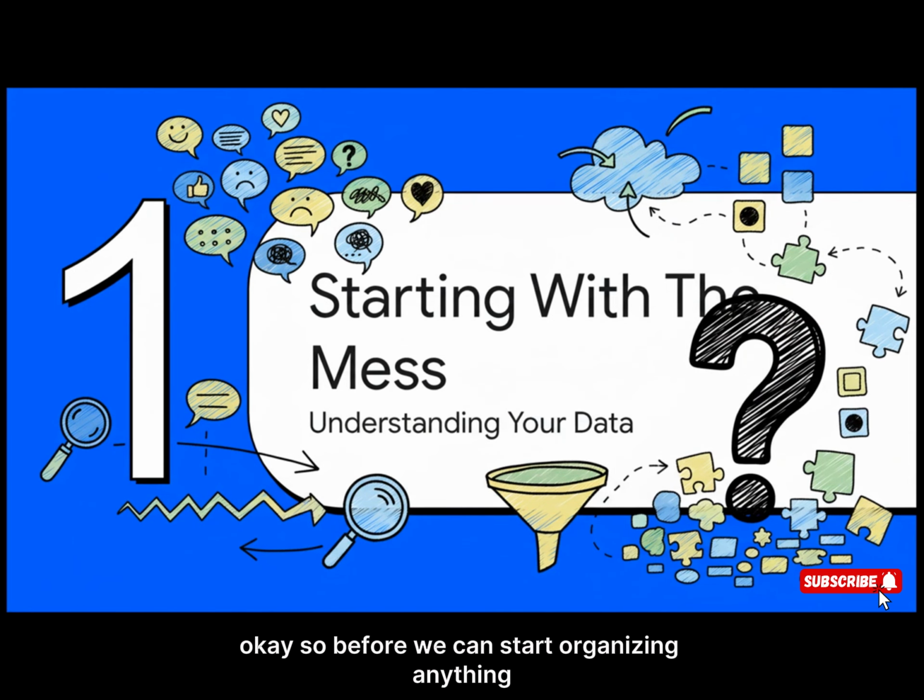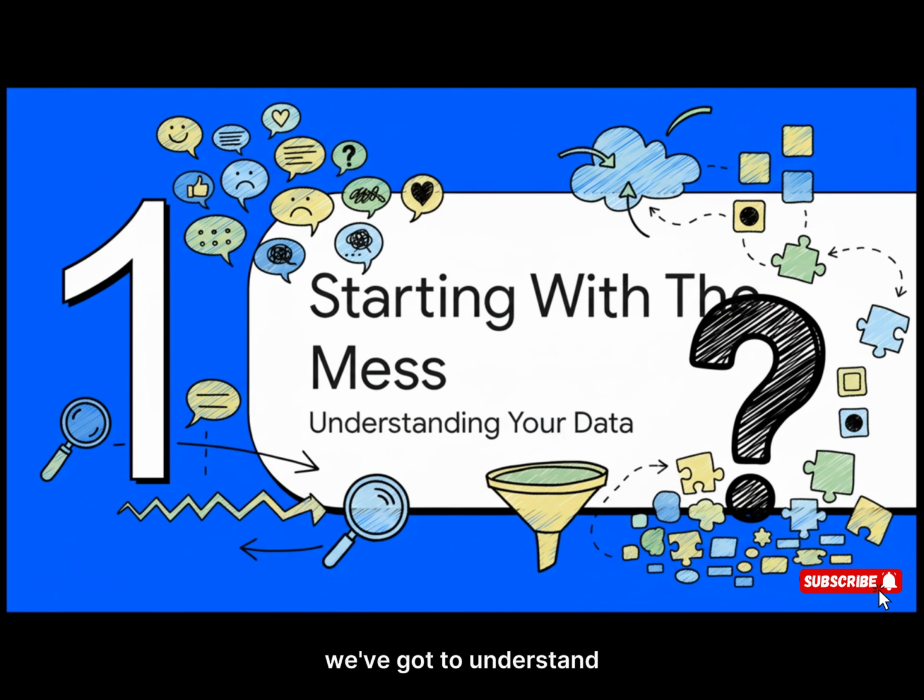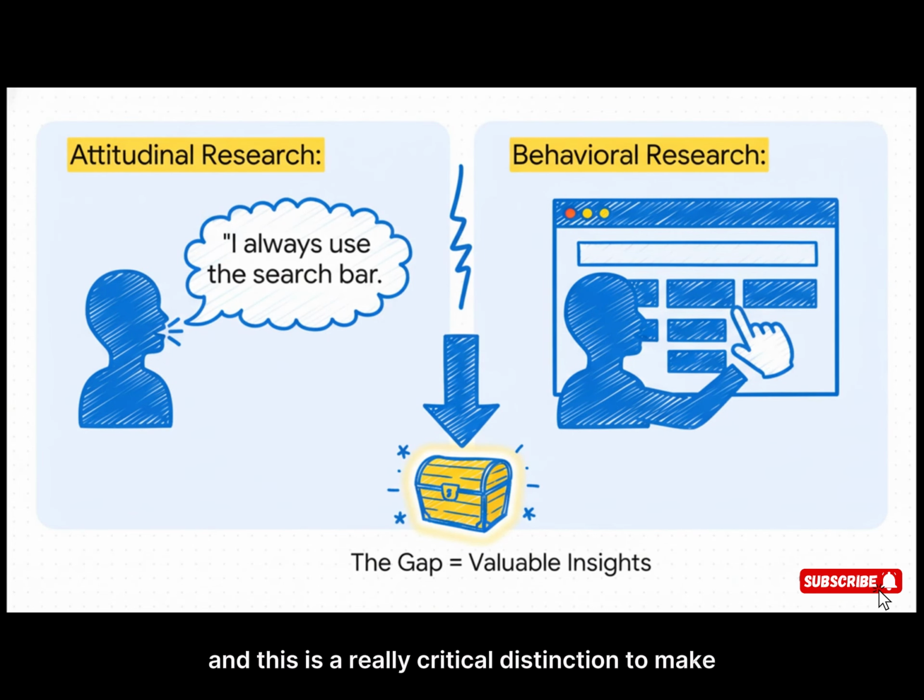Okay, so before we can start organizing anything, we've got to understand what we're actually working with. Because, and this is super important, not all user feedback is the same. And this is a really critical distinction to make. You've got two main types of data.